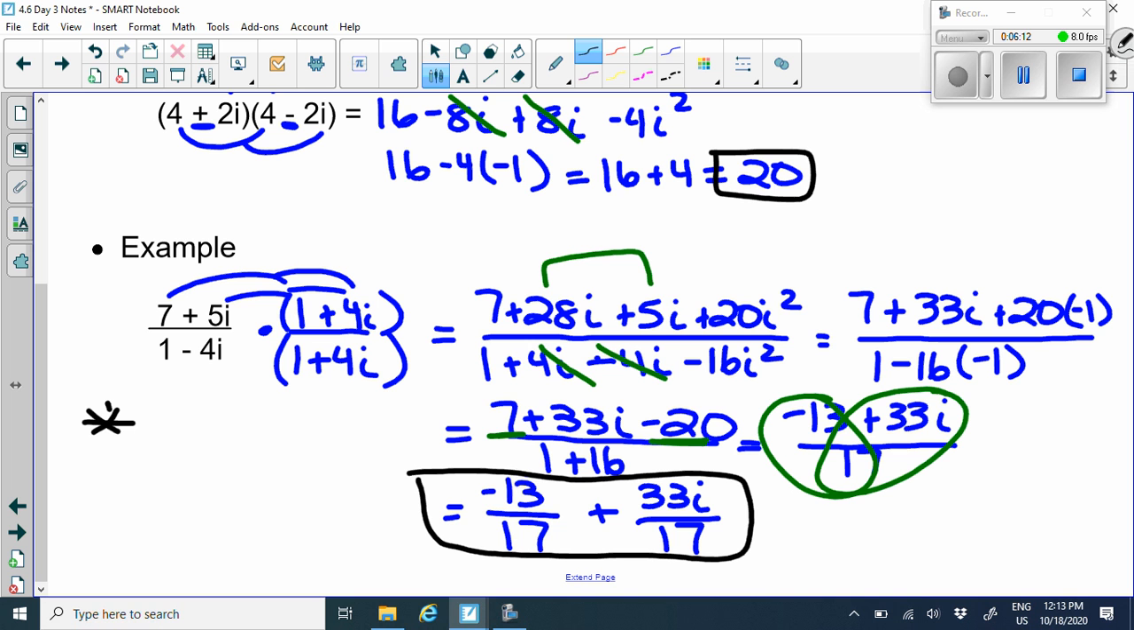Now notice when we did the conjugate in our denominator, we got a real number, 17. Anytime you do this, you should get a real number. If you still have an imaginary or an i in the denominator, then you did not multiply correctly. And that could be either going from your conjugate or how you distribute it. So be careful.